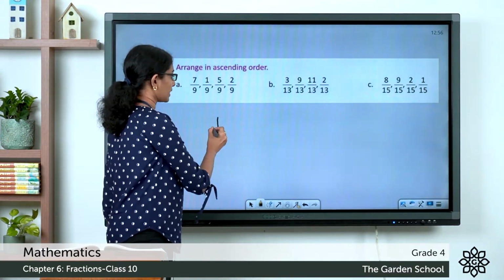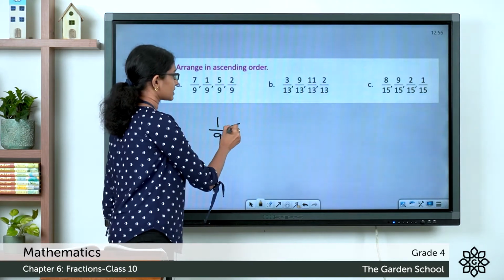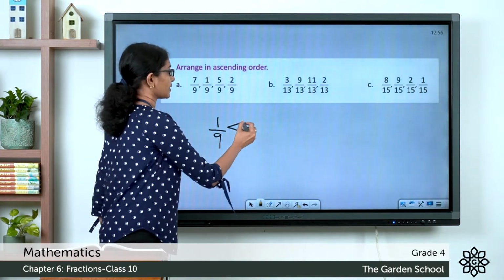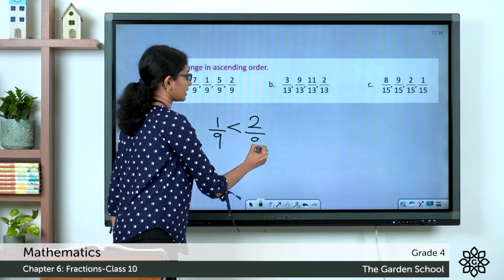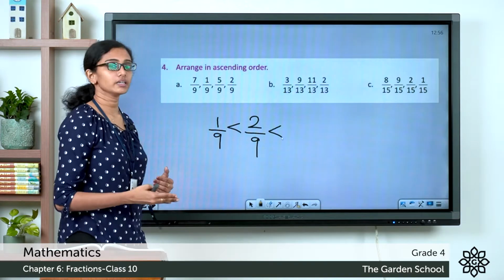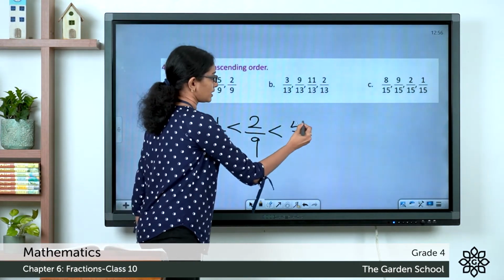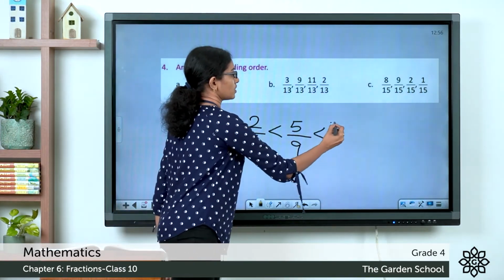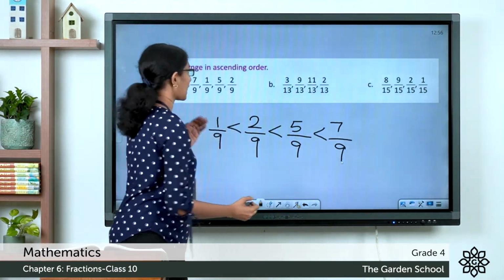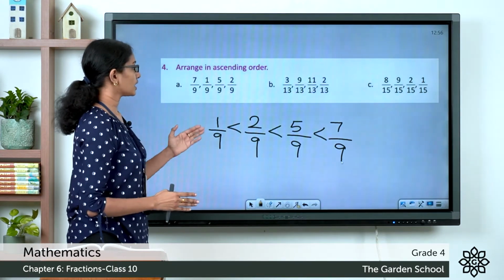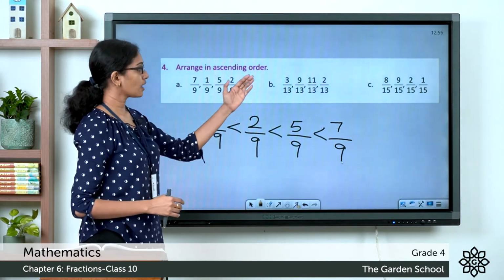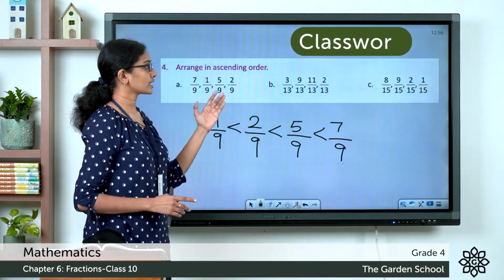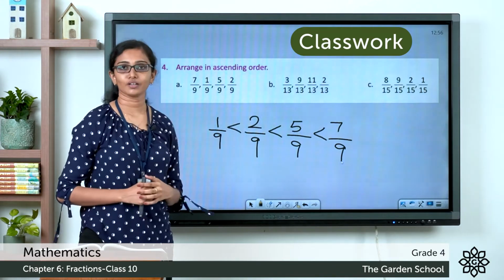So it is 1 by 9 and that is less than, the next higher numerator, that is 2. So let's write the fraction 2 by 9 and then that is less than, the next higher numerator is 5. So it is 5 by 9 next, and then at last you have got 7 by 9. So the fractions arranged in ascending order is 1 by 9 less than 2 by 9 less than 5 by 9 less than 7 by 9. Clear? Similarly, you can complete the questions B and C in your notebook.